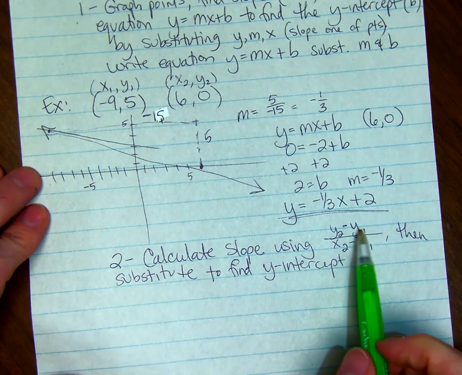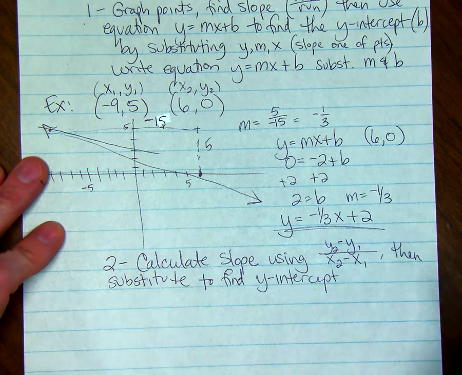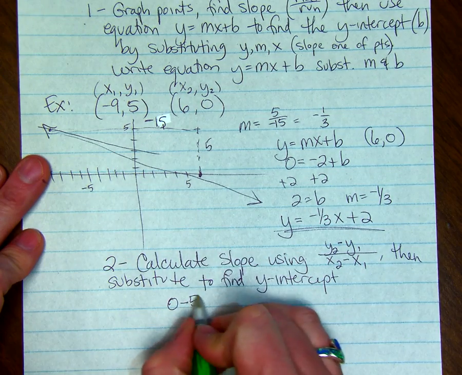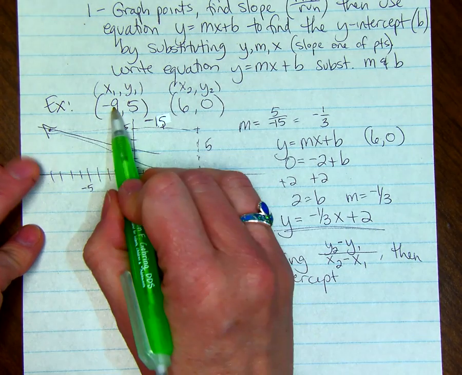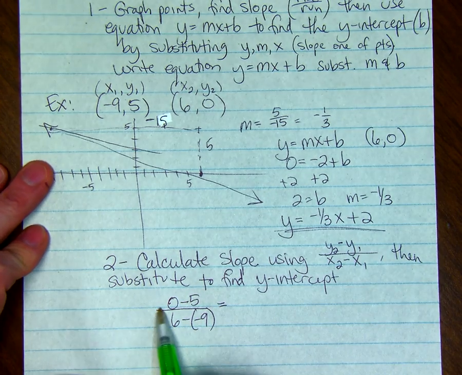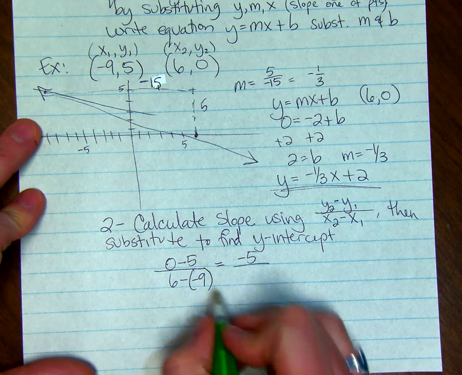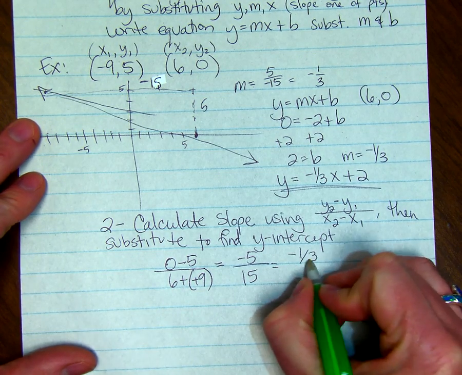So our 2 points are up here. Y sub 2 is 0. So we do 0 minus the y sub 1, which is 5, divided by x sub 2, which is 6, minus x sub 1, which is -9. 0 minus 5 is -5. 6 minus -9 is 6 plus 9, or 15, so -5 over 15, or -1/3.